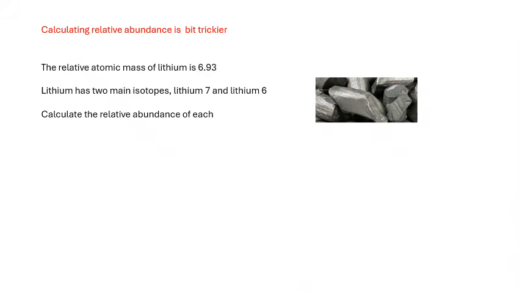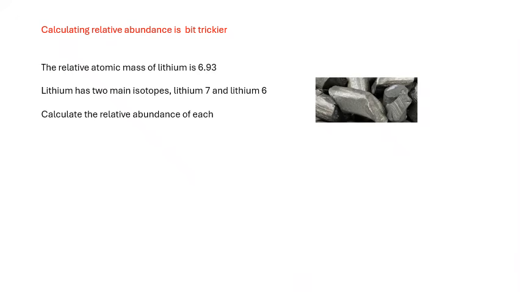Before we do it, I'll ask you a question. Which isotope do you think is more common, lithium-7 or lithium-6? And the answer is, well, it's going to be lithium-7, isn't it? Because the relative atomic mass is a lot closer to 7 than it is to 6. So the lithium-7 is going to be more abundant. Anyway, how do we work out the relative abundance of each? I'll talk you through this one.